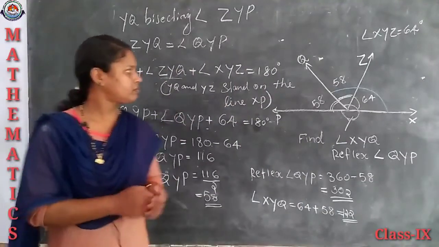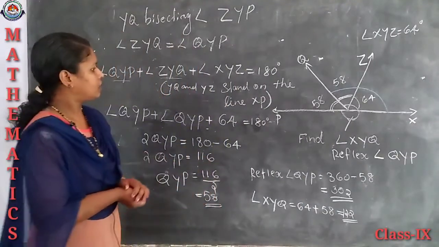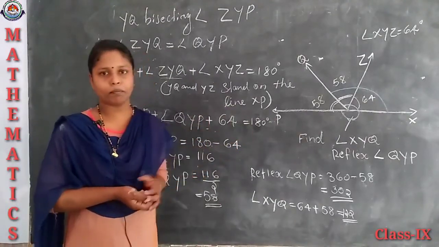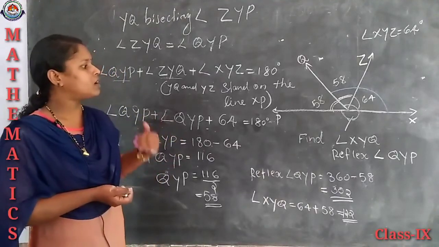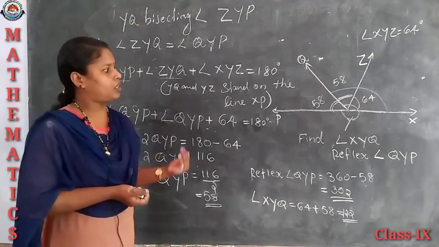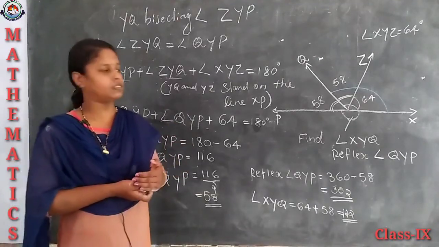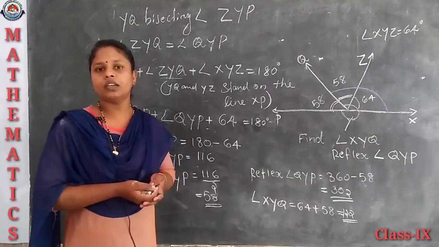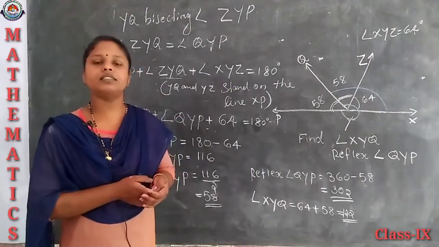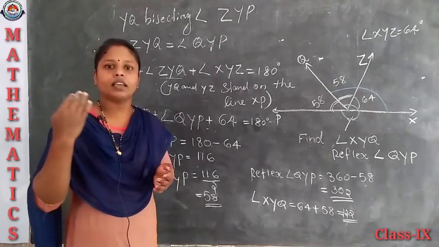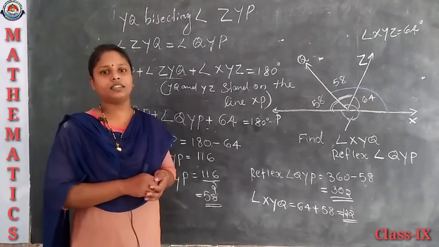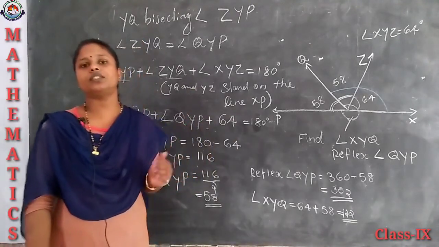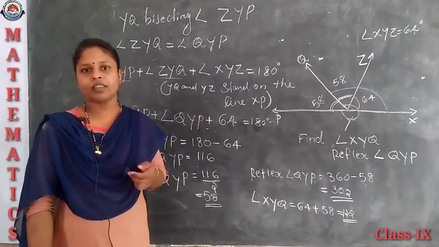I think it is clear. Here we need to find angle XYQ and reflex angle QYP. First we got QYP. If we know angle QYP, we can find the reflex angle, because the sum of an angle plus its reflex angle is equal to a complete angle. Complete angle means its measure will be 360 degrees. So practice this question. You have to write these two questions in your notebook and practice. Okay, thank you.